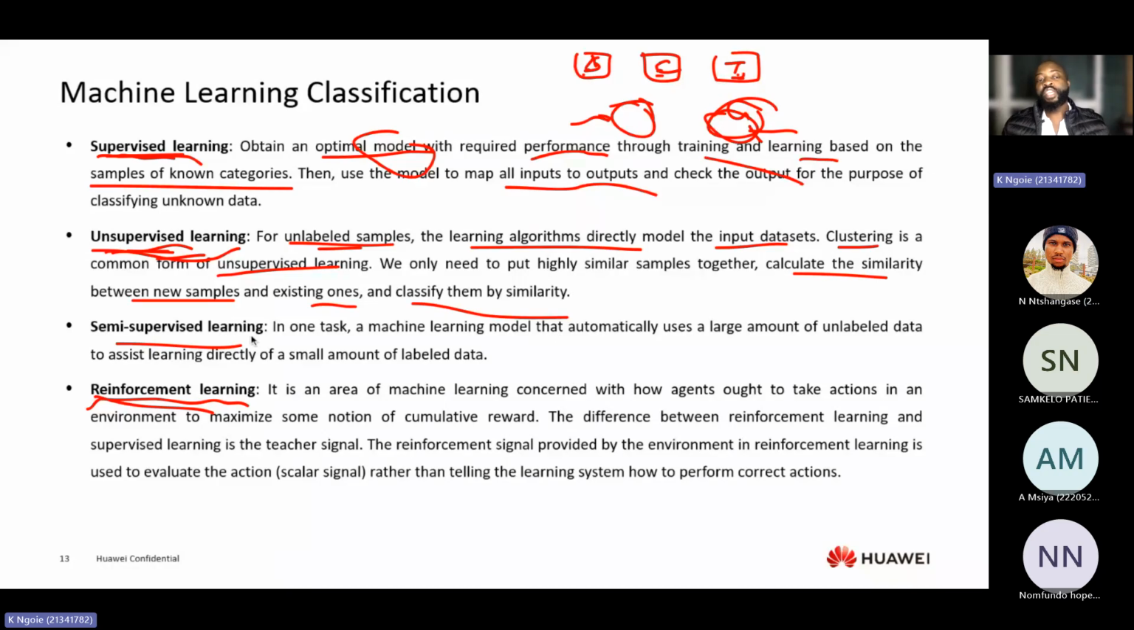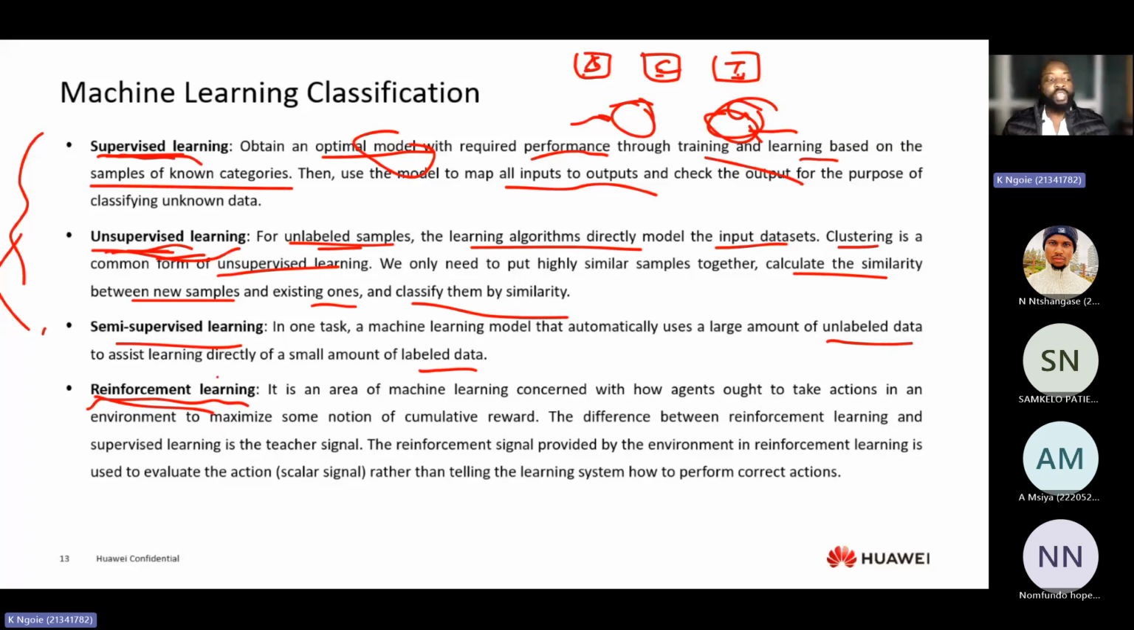So semi-supervised learning is when we have a group of data where some of the data is unlabeled and some is labeled. So basically, from supervised and unsupervised, we can get semi-supervised. Okay, and the last one is reinforcement learning.